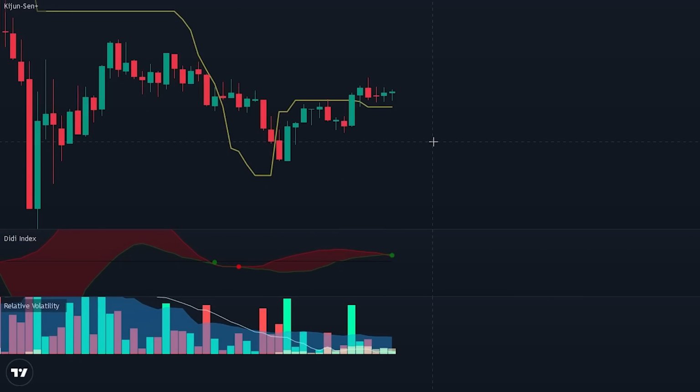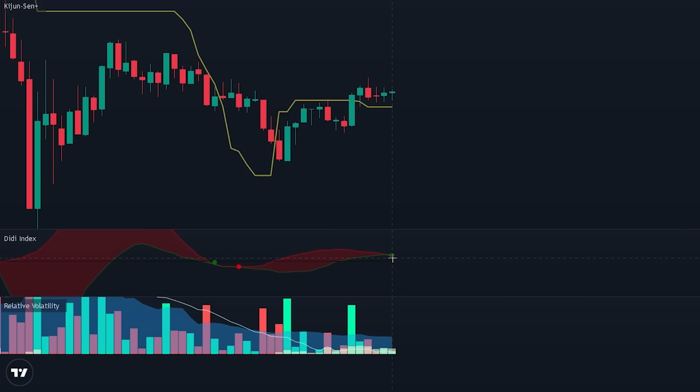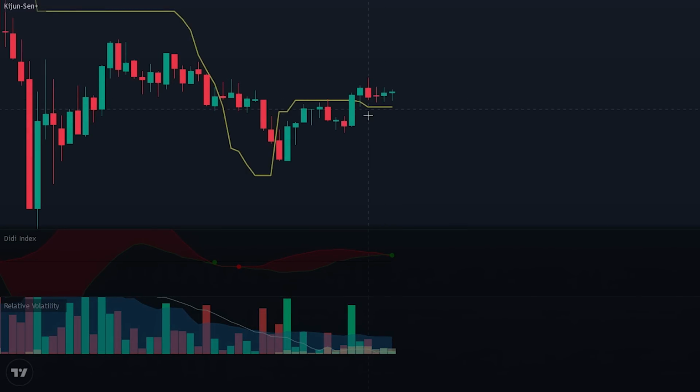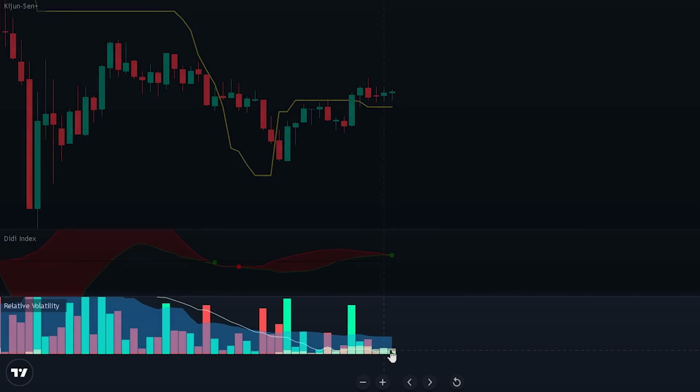Here we see that the DiDi index lines cross to the upside, indicating that the trend has switched to a bullish trend. We also see that the price is trading above the Kijun-sen line, showing us that the longer-term trend is also bullish. However, we will not enter into the position. This is because the volatility indicator is showing us that there is not enough volume in the market. This can cause the price to never hit our take profit target and instead switch to a downtrend.